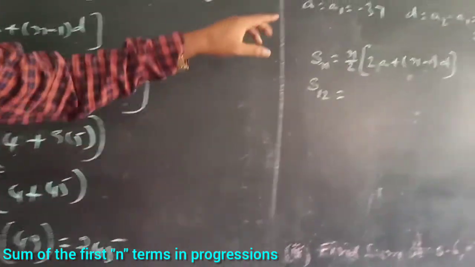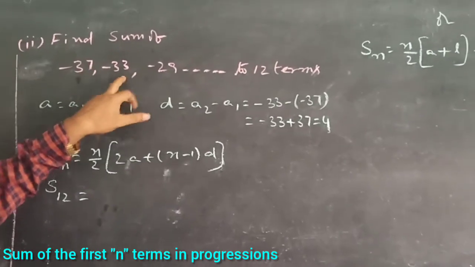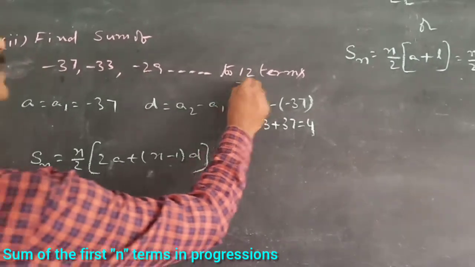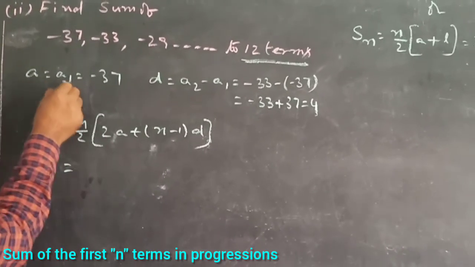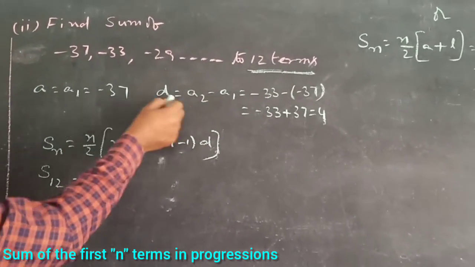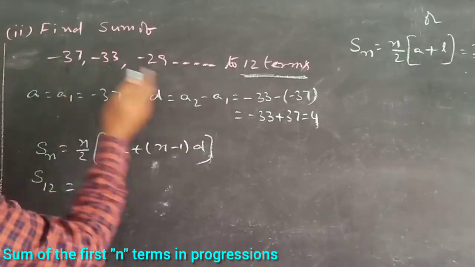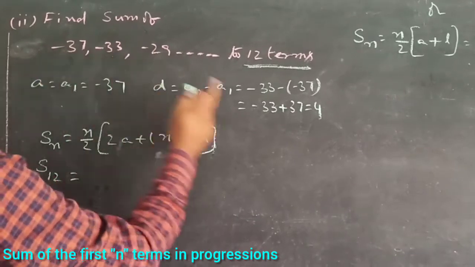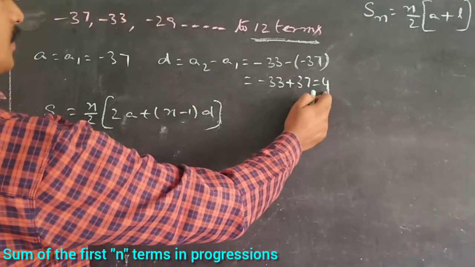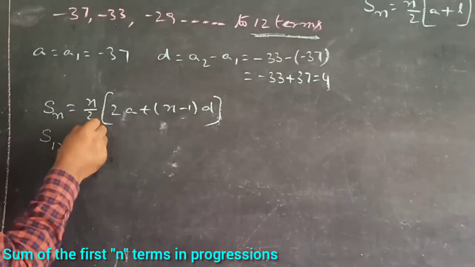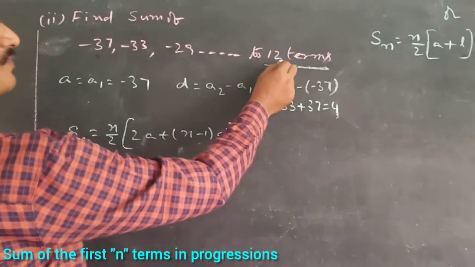Okay, next. Find the sum of minus 37, minus 33, minus 29 up to 12 terms. Sum of the first 12 terms. So here a is equal to a1 equal to minus 37, d equal to a2 minus a1, a2 value minus 33 minus of minus 37. Minus 33 minus into minus plus 37 is equal to 4. Sum of the terms equal to n by 2 into 2a plus n minus 1 into d. How many terms? Sum of the first 12 terms.